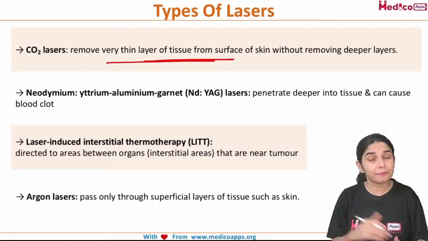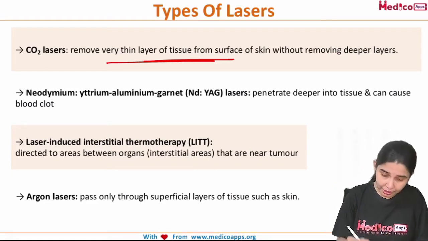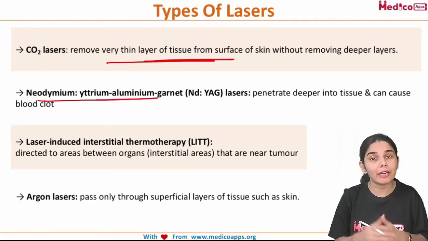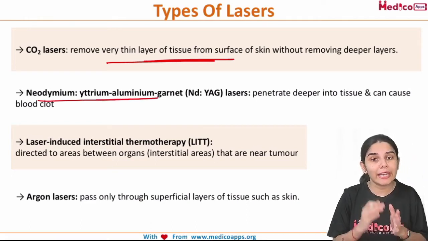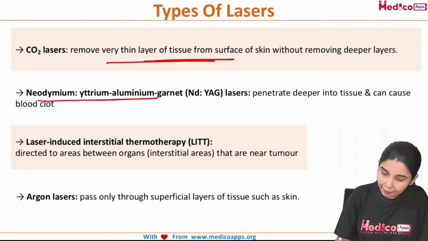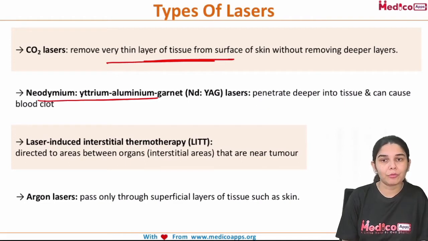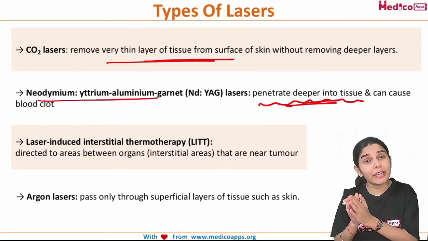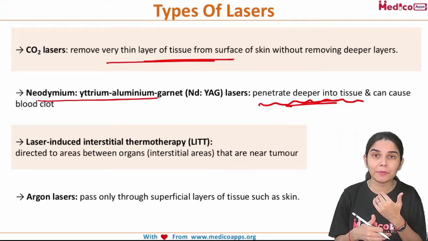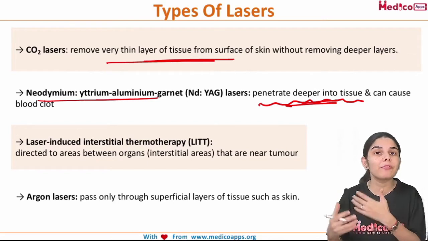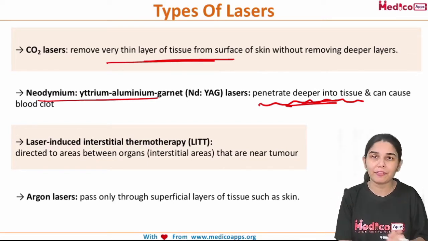The second laser we are going to discuss is the neodymium yttrium-aluminum-garnet, or Nd:YAG laser. These lasers can penetrate deeper into the tissues. This means these lasers can go inside the deeper tissues and even help in blood clotting. That means it will be helpful in giving a bloodless field also.